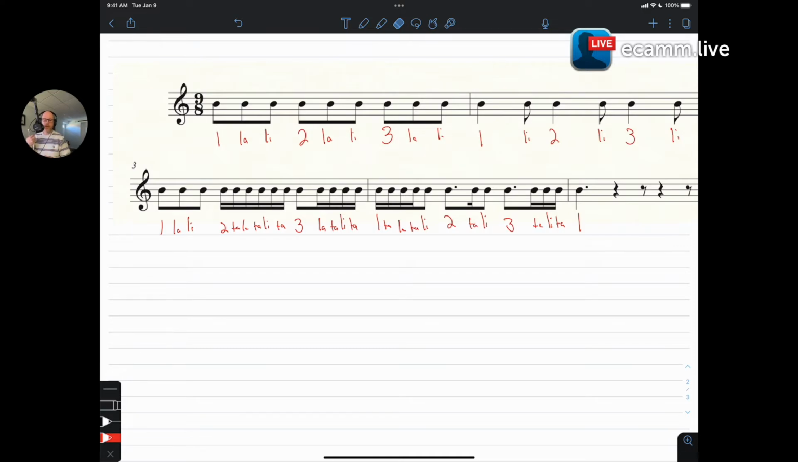Moving on to the next measure, measure 3, things get a little more complicated. And now our syllables are, if I don't get tongue-tied, 1 ta li ta, 1 ta la ta li ta. So you say it with me. One ta la ta lita.